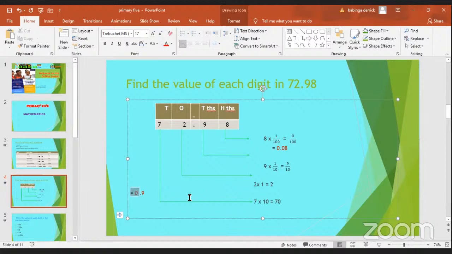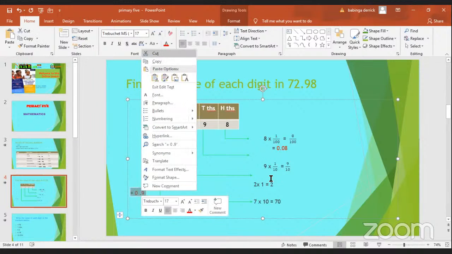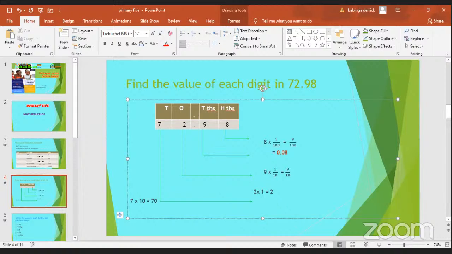Yes, please. Excuse me, teacher. You're excused. How do you get the decimal here, in between 2 and 9? How do you get that? Okay, so let me check.